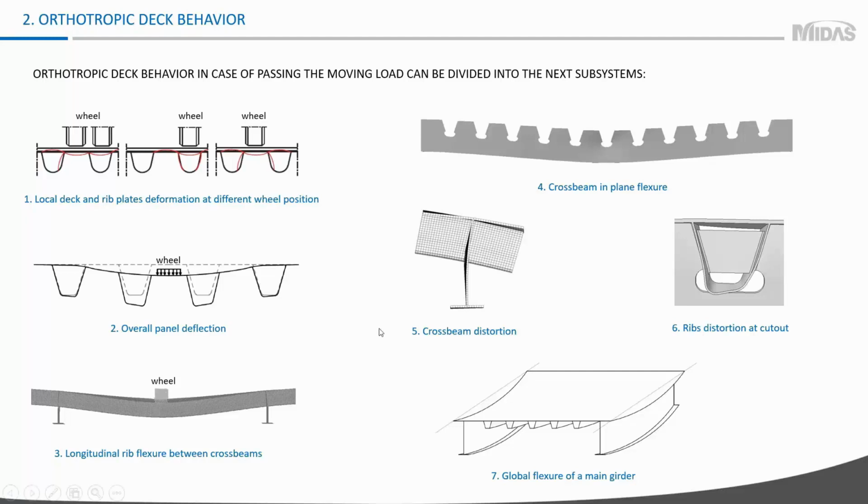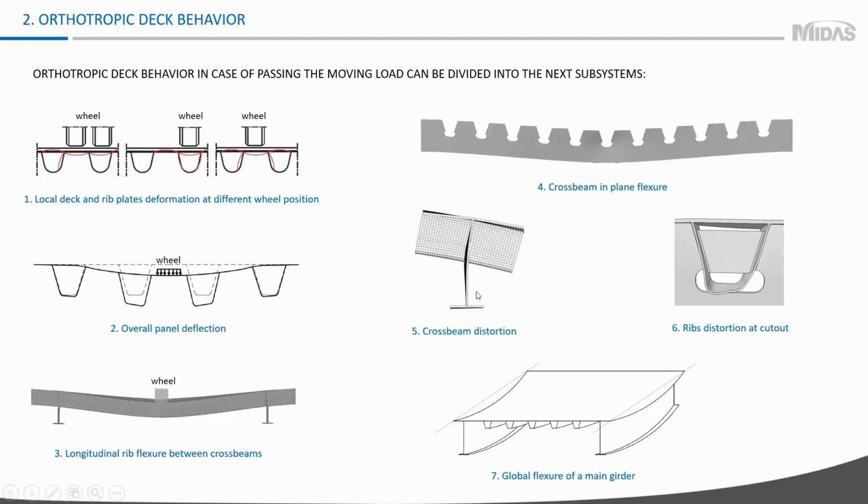Then the next subsystem is the overall panel deformation. Due to the concentrated load applied to the deck, it produces a total panel deflection. The next subsystem is the longitudinal local flexure of the rib between crossbeams. Generally, this longitudinal rib is deformed as a continuous beam, where crossbeams are a row of supports, and these supports can be fixed or flexible. The next subsystem is the crossbeam flexure in plane.